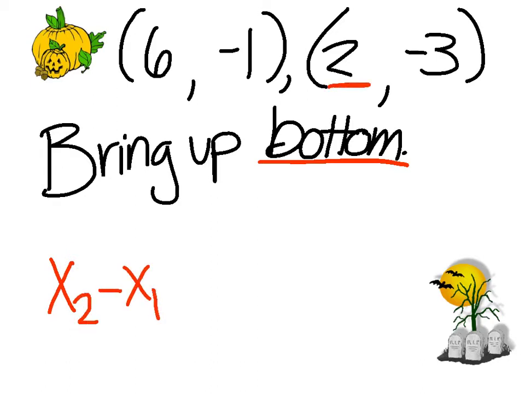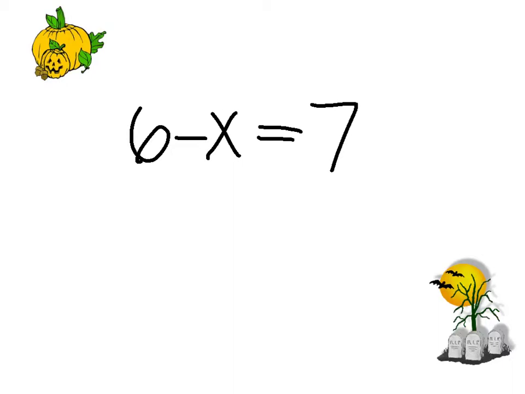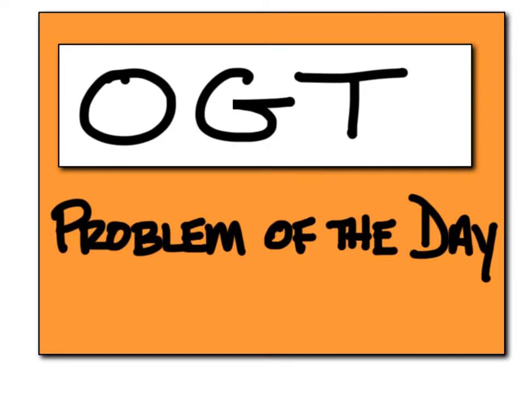What's our x2? Our x2 is 2. Our x1? So we should have 2 minus 6. Okay, answer for the bonus should be -1.